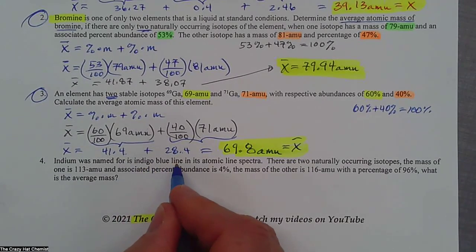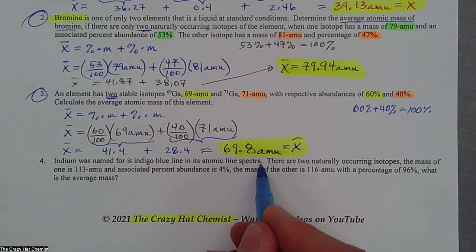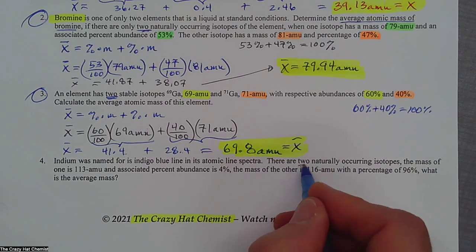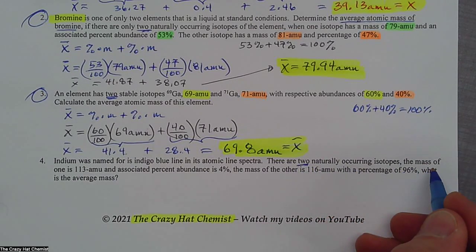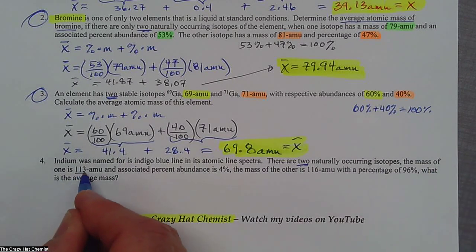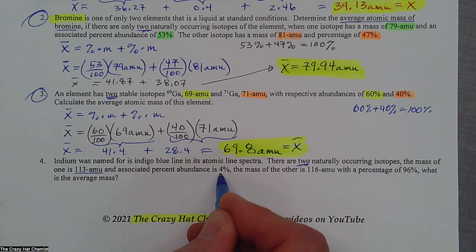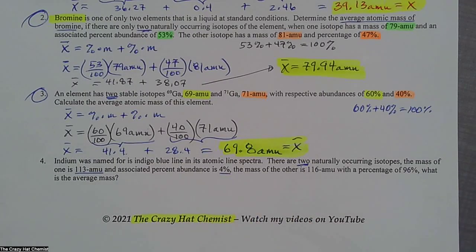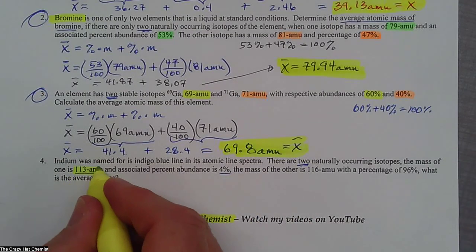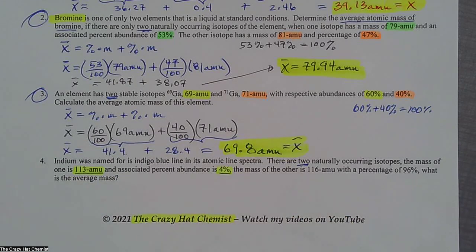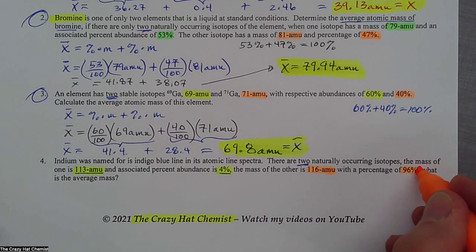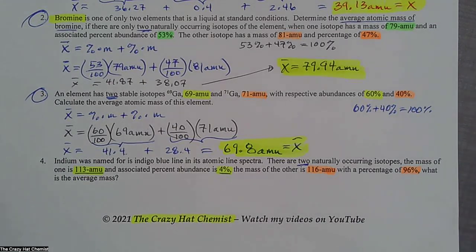its indigo blue line in its atomic line spectra. There are two naturally occurring isotopes. The mass of one is 113, and the associated percent is 4%. So let's highlight those two things together, 113 and 4%. And the mass of the other is 116 atomic mass units and 96%. What is the average? So we're solving for the average yet again here.